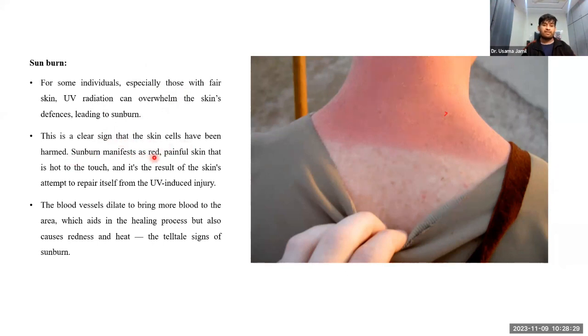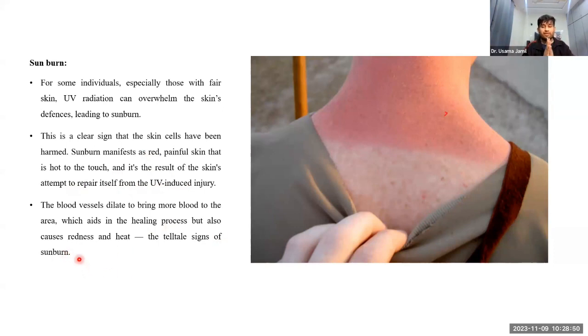Sunburn manifests as a red, painful skin that is hot to touch, and it's the result of the skin's attempt to repair itself from the UV-induced injury. The blood vessels dilate to bring more blood to the area, which aids in the healing process, but also causes redness and heat, the telltale signs of sunburn.